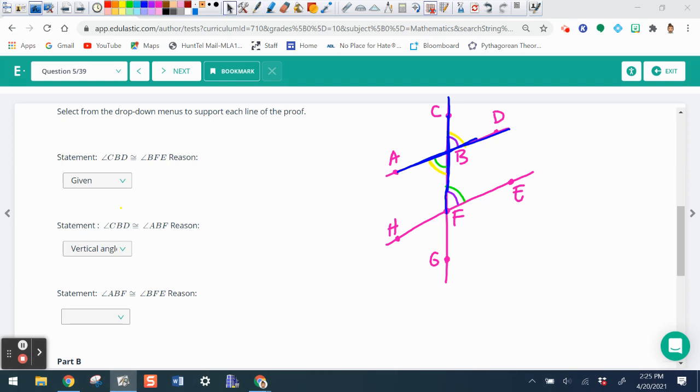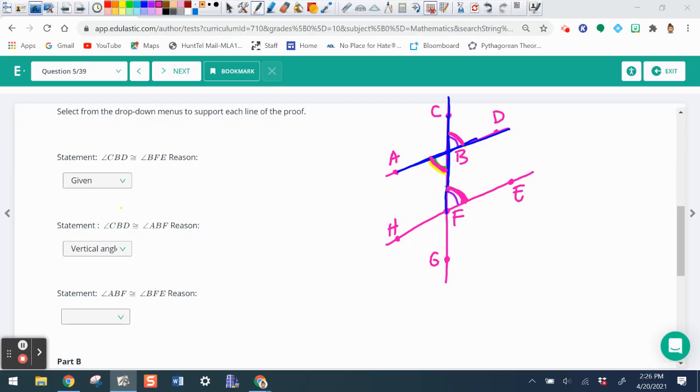Now it says that angle ABF is congruent to angle BFE. So this is actually our final statement that we're trying to prove. So if we say that angle CBD is congruent to BFE, and CBD is also congruent to ABF, then by what's known as the transitive property of congruence, ABF also has to be congruent to BFE.